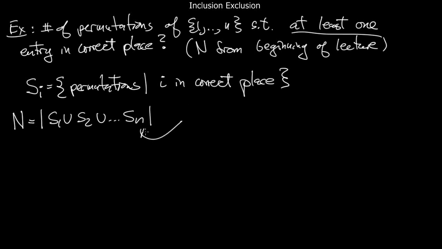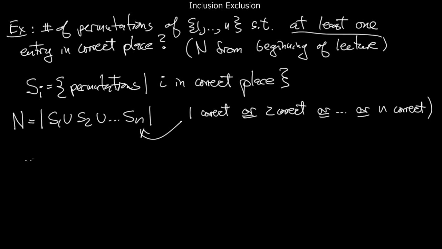So that is to say, when you have a union, you think of it as being number 1 is correct, or number 2 is correct, or dot dot dot number n is correct. And so this is the number that we want to calculate. And so by inclusion-exclusion, we write it as this alternating sum. So it's the summation of the order of Si minus the summation of the orders of the intersections of pairs plus intersections of triples and so on.